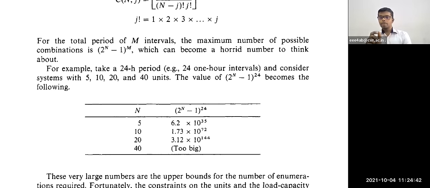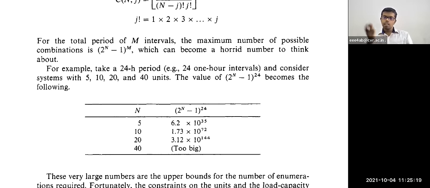Imagine you are doing the same unit commitment for 3 generating units. If you are doing it for 3 generating units, 2 power 3 minus 1, the whole power 24, some value will come. So that many combinations you need to go for with 3 generating units. So this much complex is the unit commitment problem. For 40 generating units, your calculator says undefined or math error, because it cannot be calculated in your scientific calculator itself. Then how can you solve it with pen and paper?